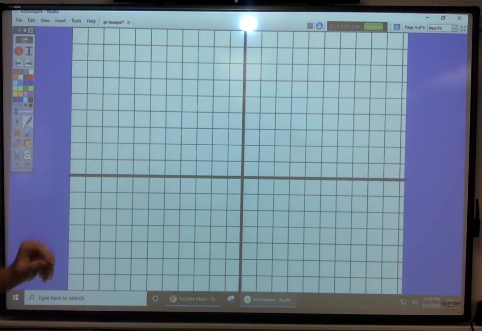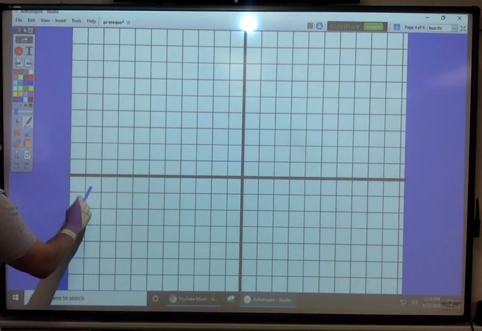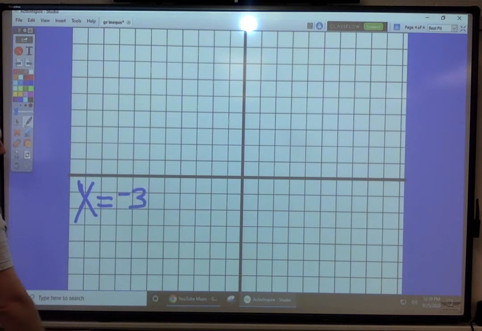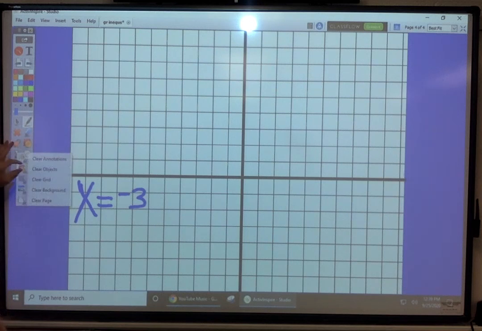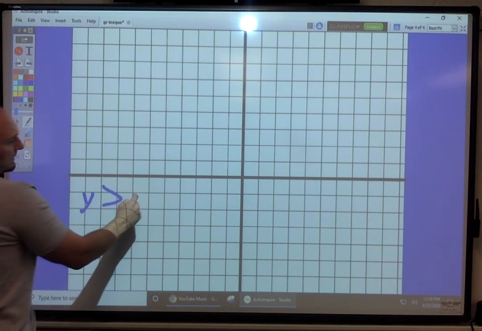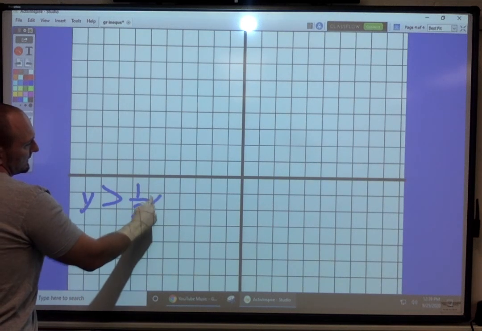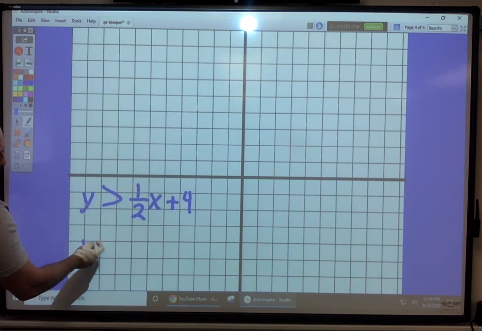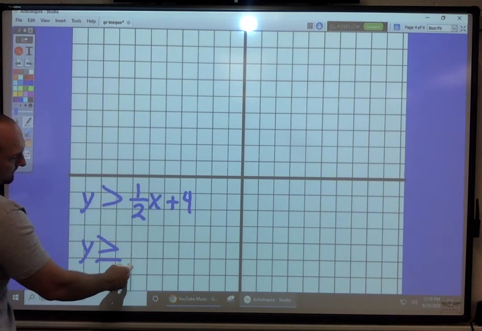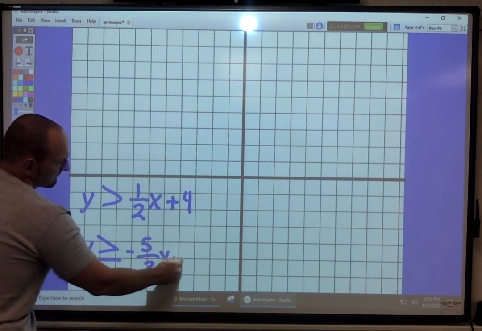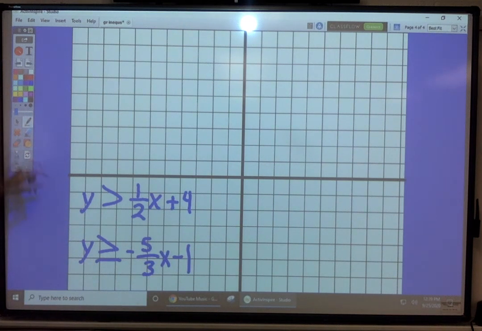We won't do that many examples, we'll just do a few. So let's do x is equal to -3. That's too easy. We want to do something harder. I want you to actually think. So y is greater than 1/2 x plus 4. And y is greater than or equal to -5/3 x minus 1. Okay, let's do that one.